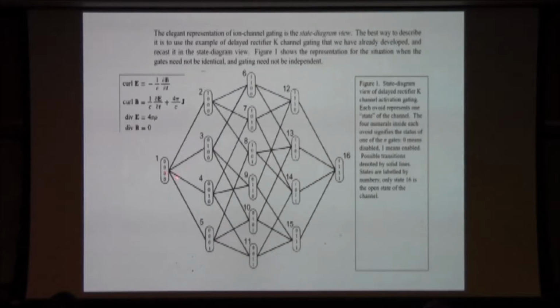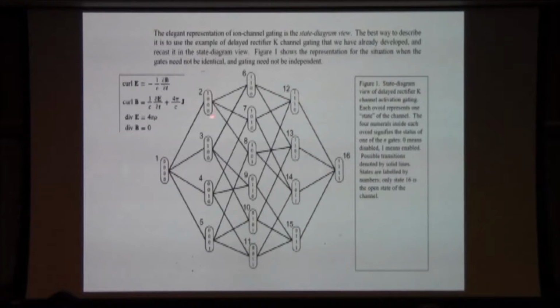So I could maybe represent the state of a potassium channel by this little cigar with 4 numbers. So here's one where all 4 of the N gates are disabled: 0, 0, 0, 0. That would be one state. Over here is the only conducting state where all the gates are enabled: 1, 1, 1, 1. But in reality, these are only 2 of 16 possible states, right?